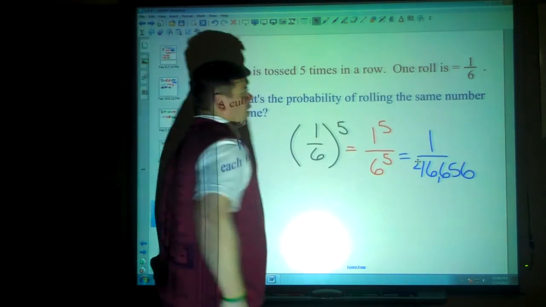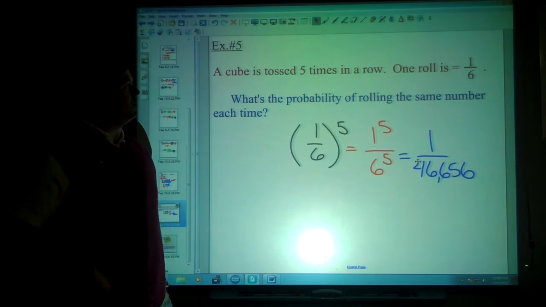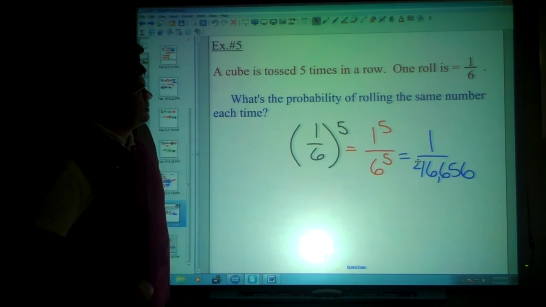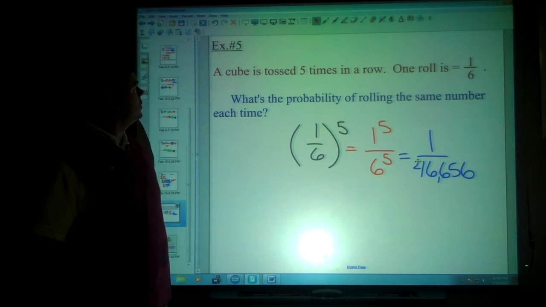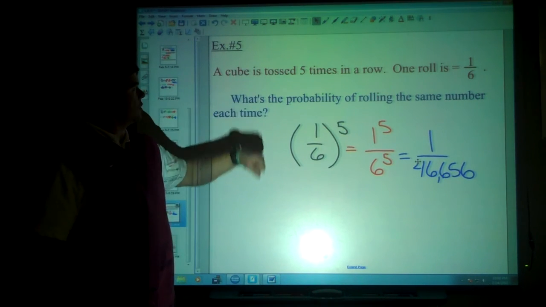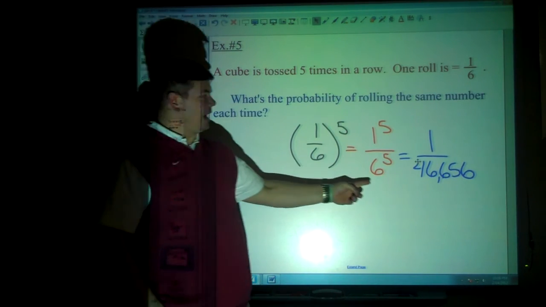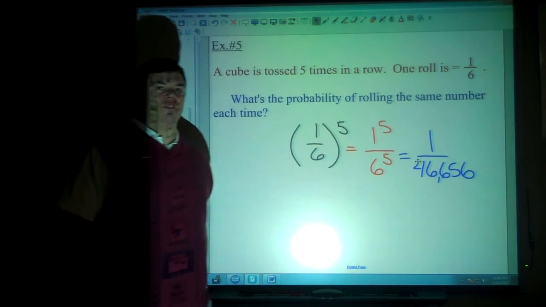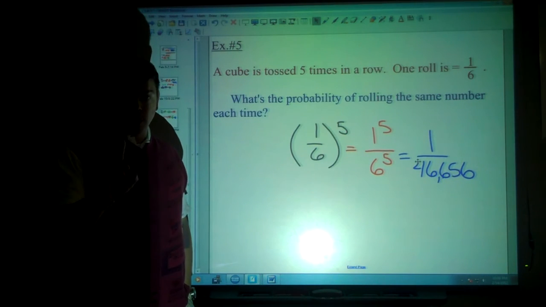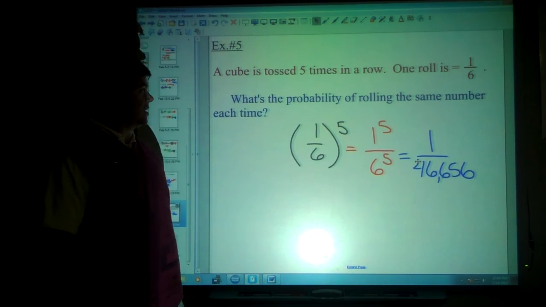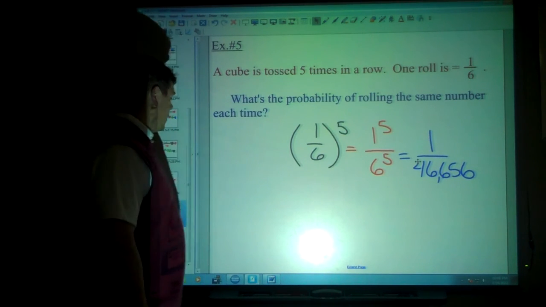So the actual probability, the likelihood of me being able to take a die and get a 5, get a 5, get a 5, or any number I guess, the cube is tossed 5 times in a row, one roll is 1/6, probability of the same number every single time, I could do it 46,656 times and it would, probability-wise, only happen once. But not very likely to get the exact same number 5 times in a row.